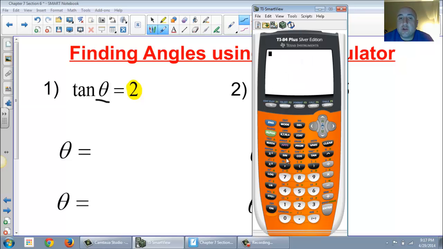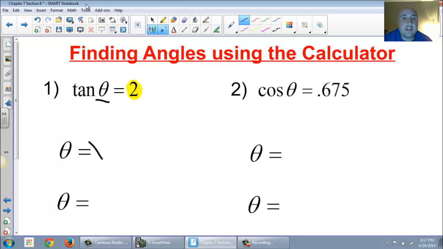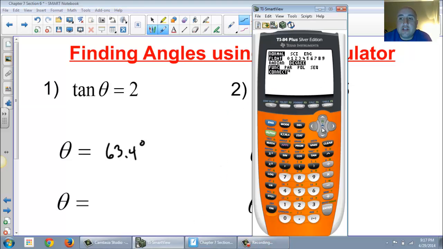Now when I go back and hit second tangent for my first problem, and I type in 2, it's going to find us the angle that has a tangent of 2. And this is in degrees since our calculator is in degree mode. So 63.4 degrees would be our first answer. Now, if I go back to my calculator and change my mode to radians, this will give us our answer in radians.